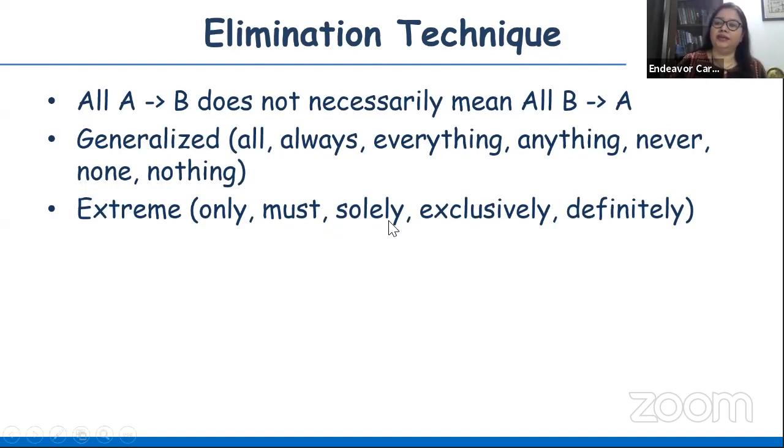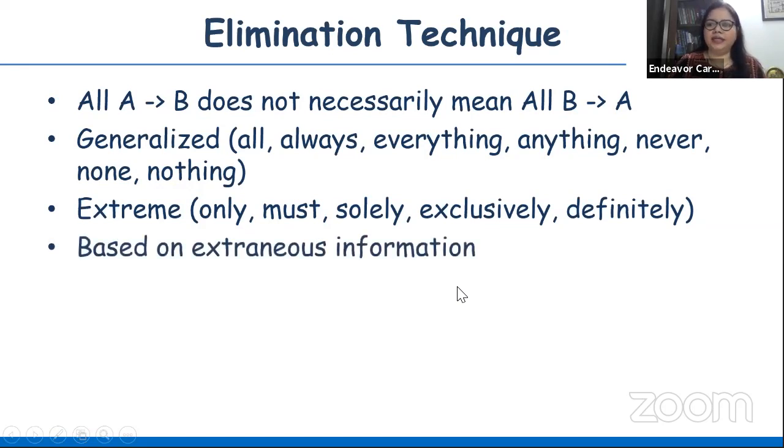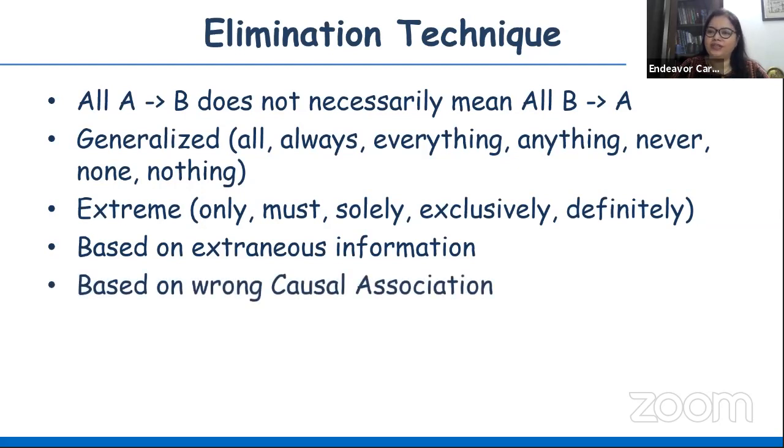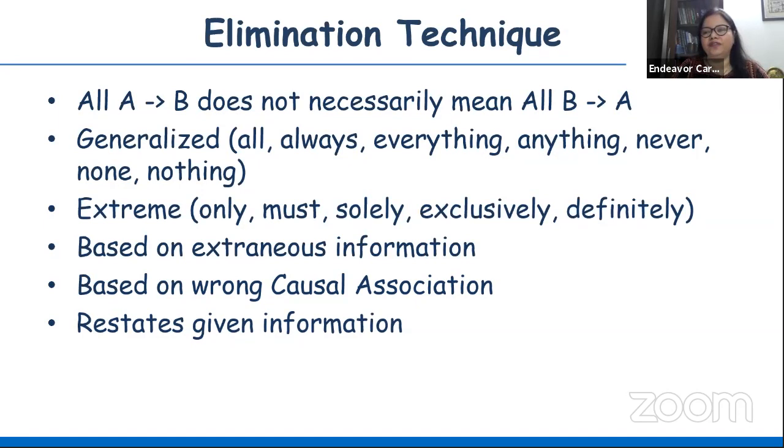Must, solely, now you're limiting something to, making it extreme, exclusively, definitely. These are all extreme words. And unless and until it is explicitly stated, I can't take this. Based on extraneous information, obviously anything that goes beyond the discussion, outside the scope of the passage, I can't infer that. Based on wrong causal association, we looked at that and we said this is a typical incorrect option. You know that simple restating of information given.